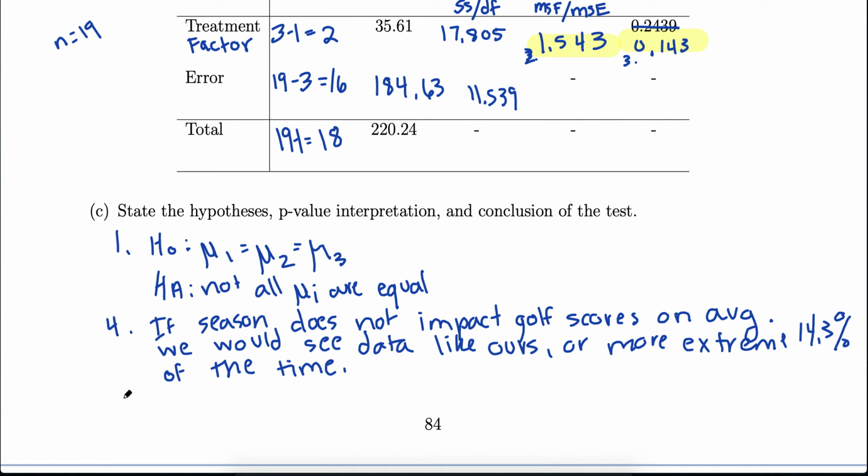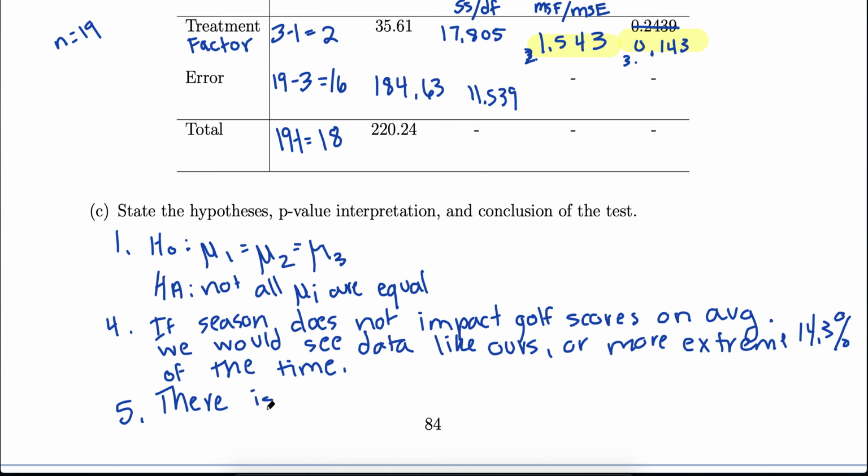All right, then based on that, if the null's true, season doesn't make a difference, then we're going to see our data 14.3% of the time. That's not super rare, so we can't rule out the null, and our conclusion is that we have little to no evidence for his research question, which we kind of saw coming from the picture.